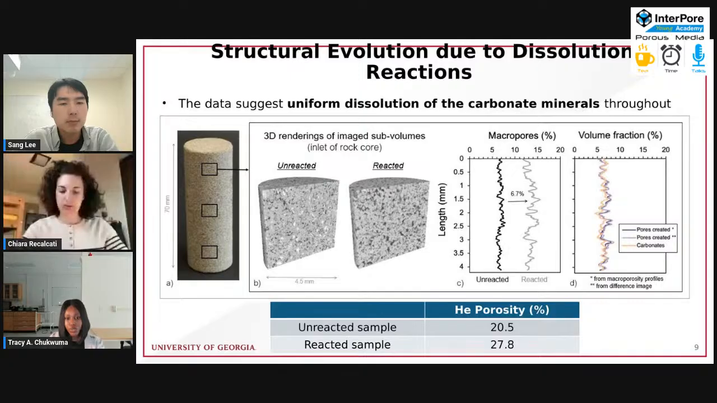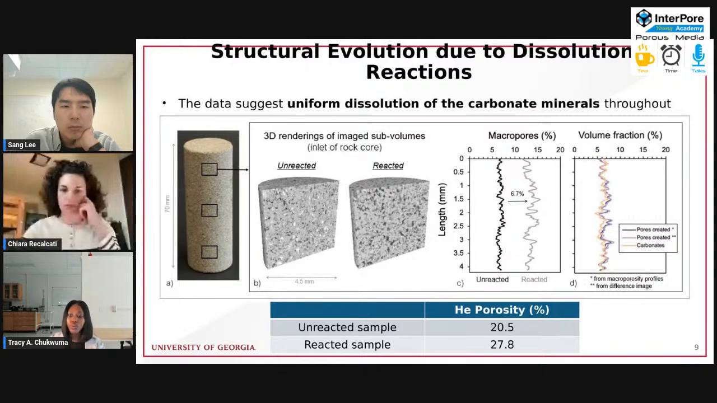But then we decided to do a slice-by-slice porosity analysis on the X-ray micro-CT image, and these are the porosity profiles you get from that. The dark black is the unreacted profile, the gray is the reacted profile, and we're able to calculate and estimate about a 6.7% increase in porosity from that dissolution reaction that occurred. To validate what we got and our inference that it was mostly the carbonates that dissolved, we validated this against effluent chemistry from the core flooding experiment, as well as weighted differencing.